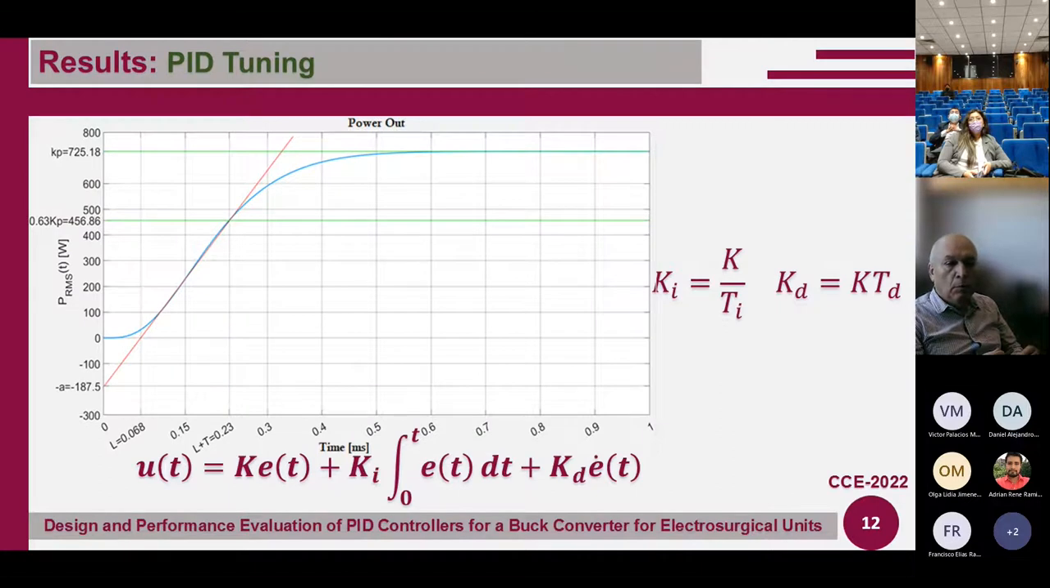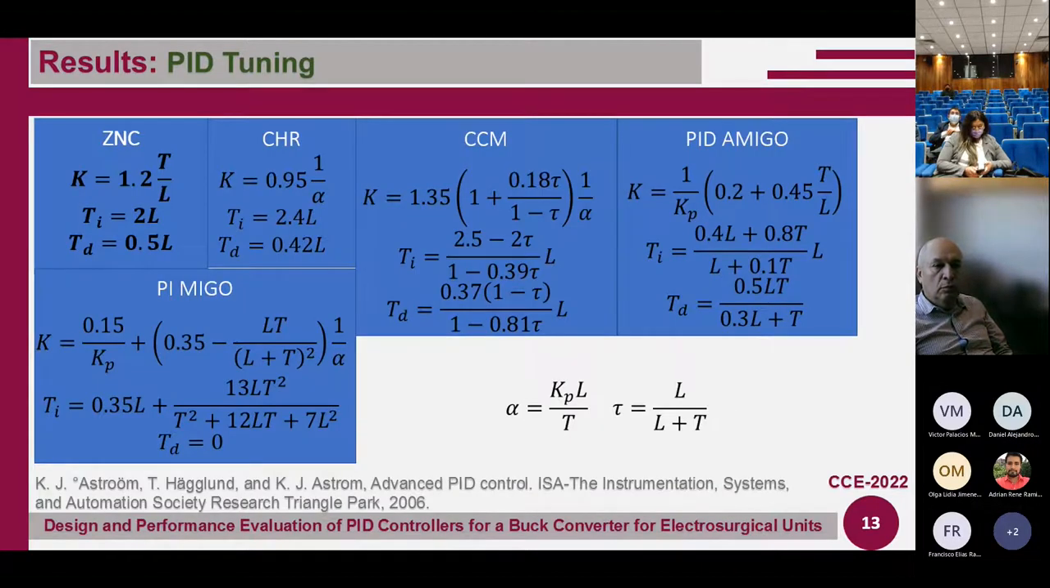And now, for the PID gain, we consider the step response of the system, where it's approximated by L and T, where L is the dead time, T is the measured average time, and K is the stationary value. To tune the PID gains, we have to use the stationary value. With these constant values, the classical PID methods can be used: the Ziegler-Nichols method, the Chien-Hrones-Reswick method, the Cohen-Coon method, the integral gain optimization method, and the approximate M-constrained method.